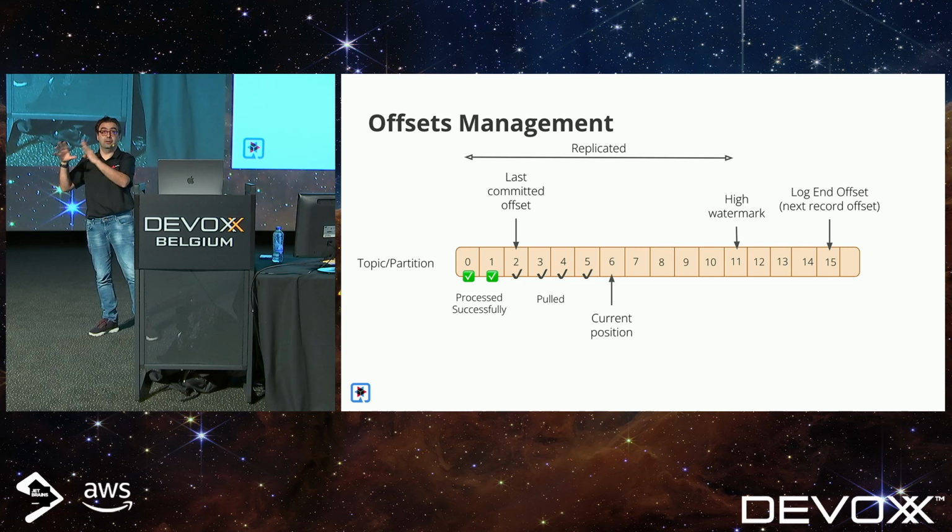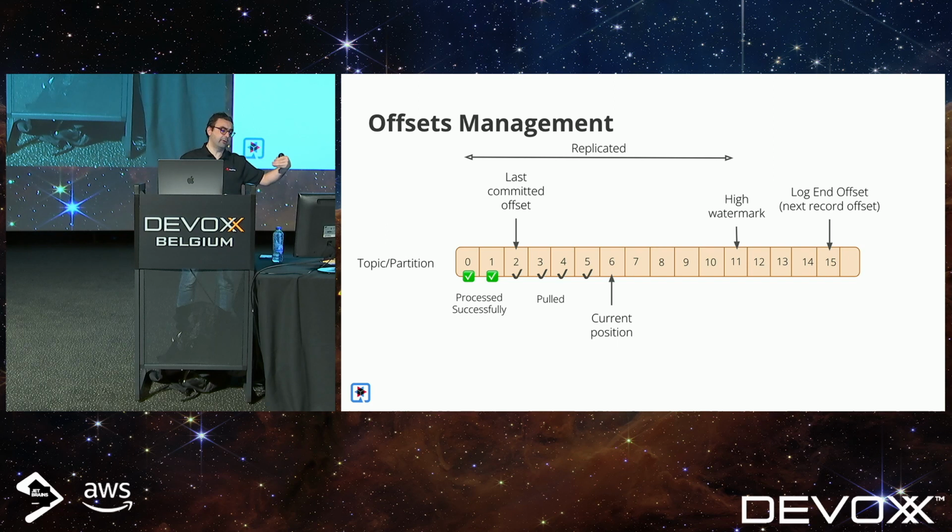Then for a consumer or a consumer group, you have the 0 and 1, which have been processed successfully. Which means, okay, we processed them, and we committed the offset. So we always commit the last offset that has been processed successfully plus 1, which is why the last committed offset is 2.